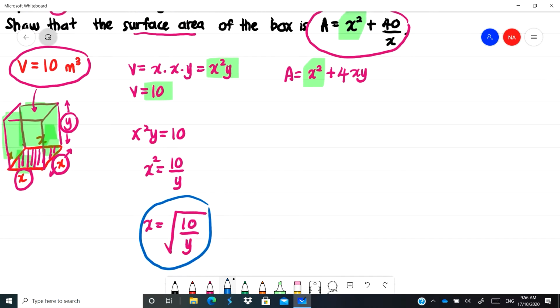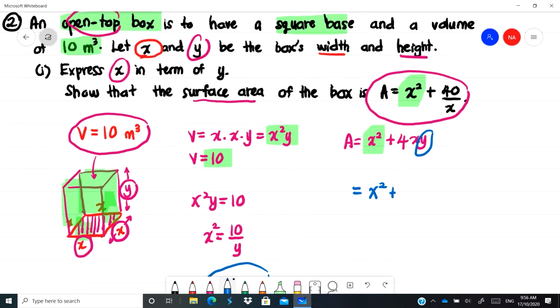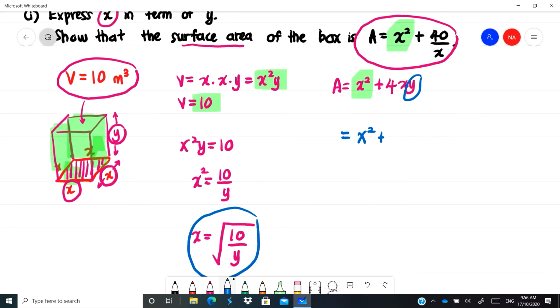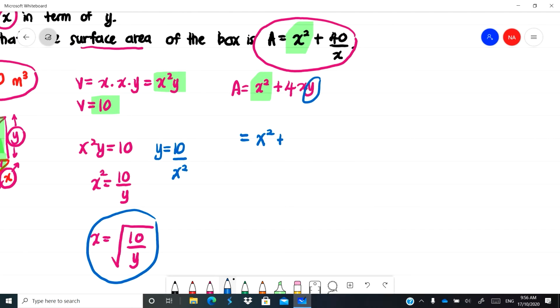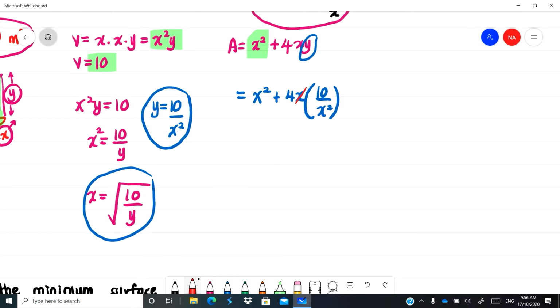So A is given by x squared plus, now we don't want this y. I guess the question should ask us to write y in terms of x. So if we write y in terms of x, it'll be y equal to 10 over x squared. So 10 over x squared, right? Please take note that we can cancel this x, so we'll get x at the denominator, so we can multiply 4 and 10.